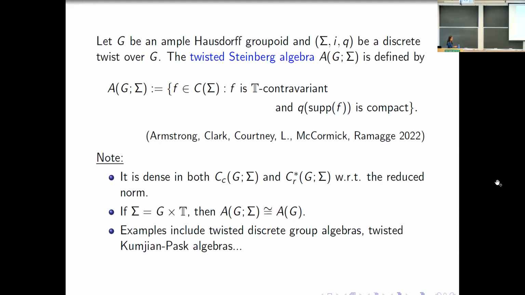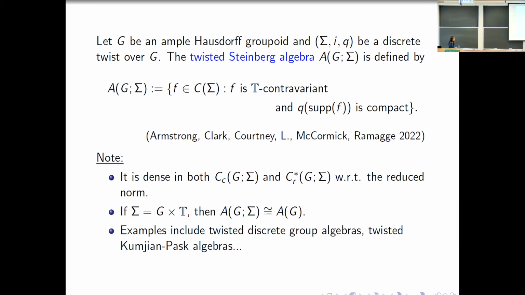And there are examples of such algebras, in the sense that it's not an empty set. One can also look into the discrete group algebra. I forgot to mention previously that of course one can look at the discrete group algebra, and this gives rise to a Steinberg algebra as an example. And of course we can look into the twisted version of the group algebra, and that serves as an example of the twist Steinberg algebra.